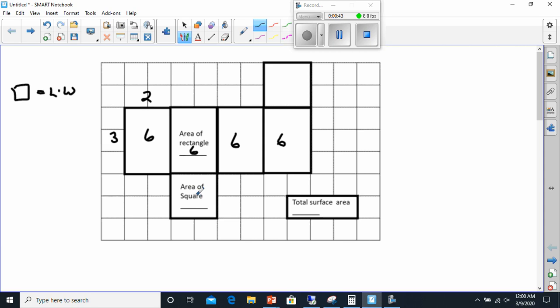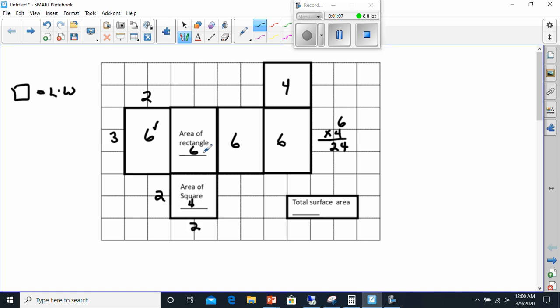I'm going to take the square here, which is 2 by 2. I'm going to put them together, they make 4. So that means this one's 4. Well, I got 6 times 4. That's 24.